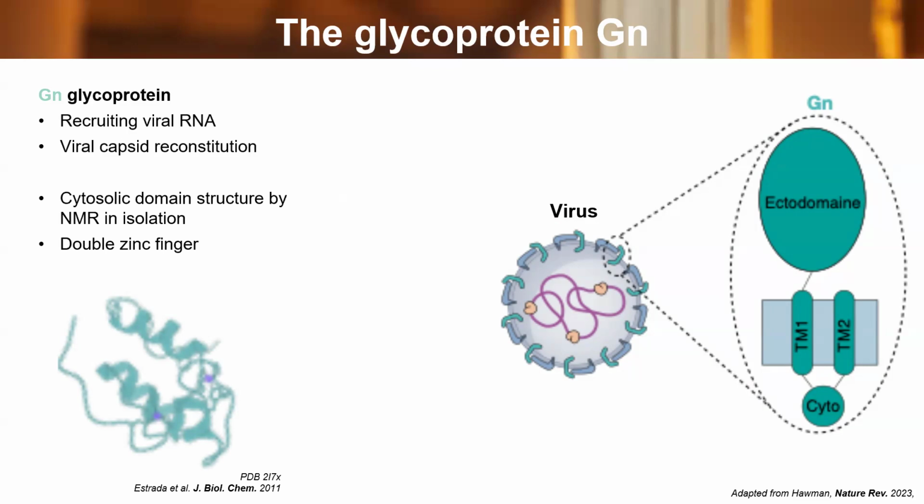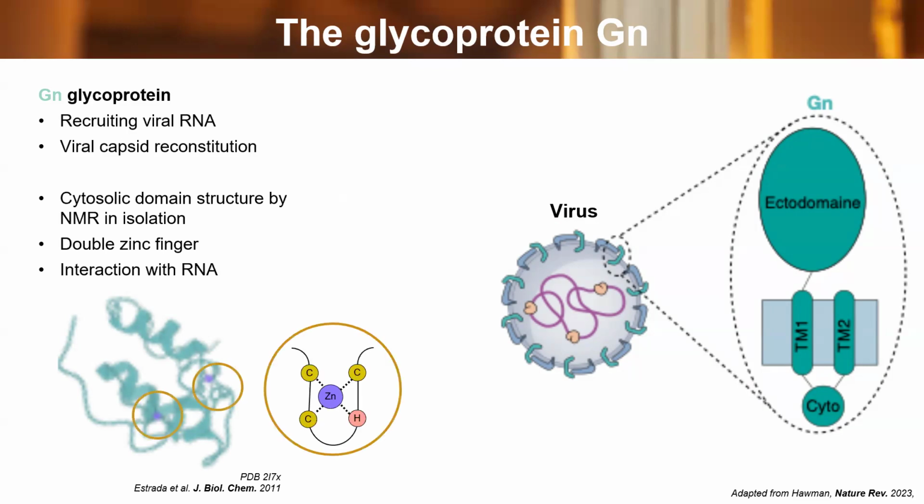It's a double zinc finger, and actually each zinc finger is made of 3 cysteines and 1 histidine coordinating a zinc atom.